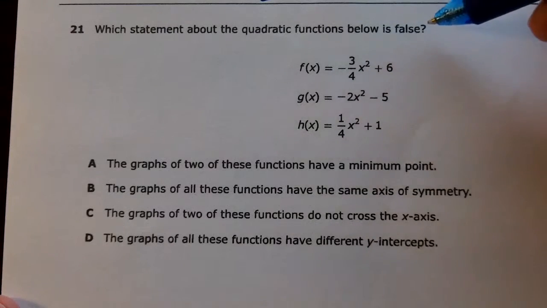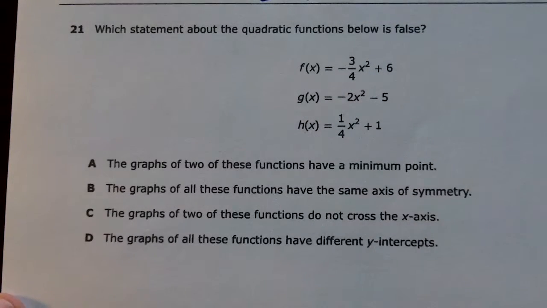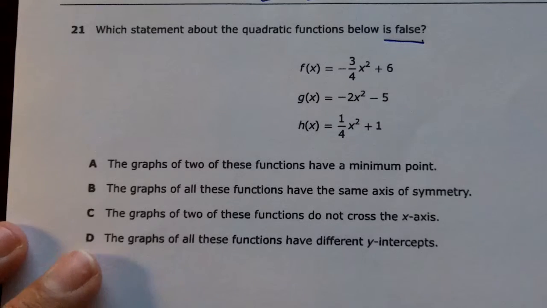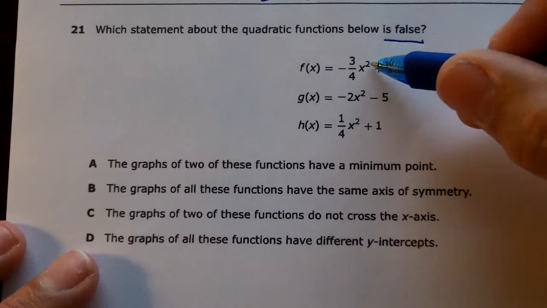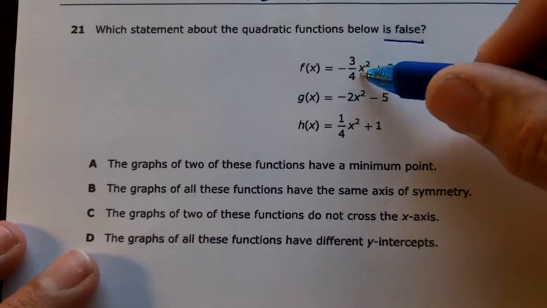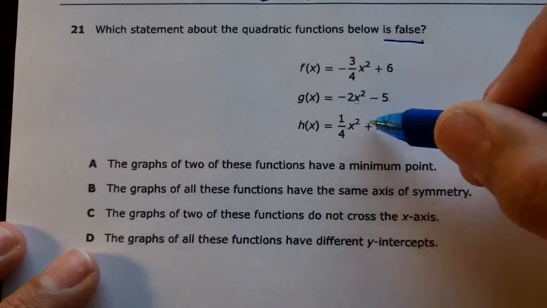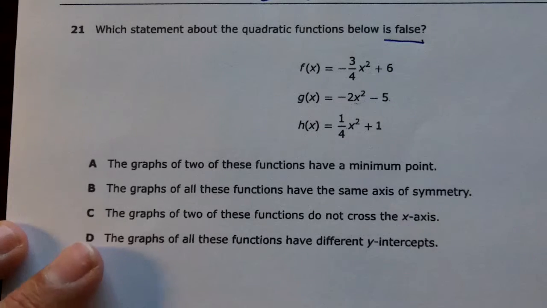Which statement about the quadratic functions below is false? Okay, so we need to know the one that is false. Let's look at our functions here: negative 3/4 x squared plus 6, negative 2x squared minus 5, and 1/4 x squared plus 1. The first thing we want to do is look at whether each opens up or down.